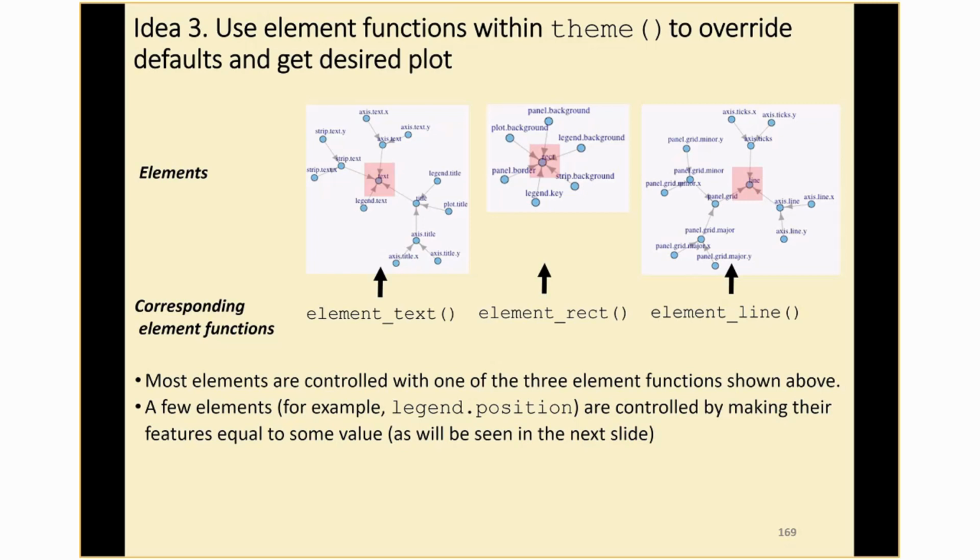So the whole idea is that the overall theme will determine the overall appearance of our plot, and we're going to use these functions nested inside theme to override those defaults. And we're also, for certain elements like legend position, going to have to change those directly.